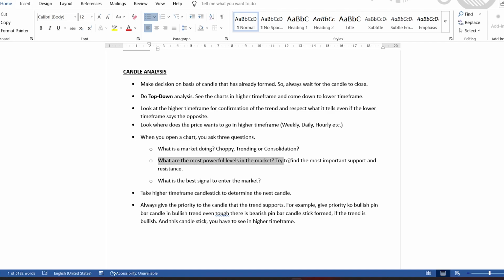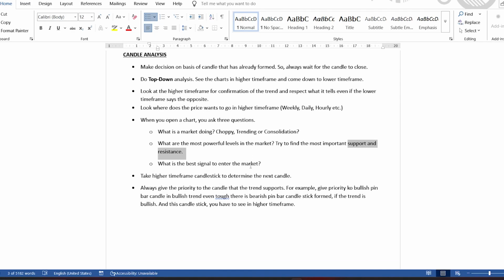What are the most powerful levels in the market? Right now I'm using liquidity area and supply and demand, which is also a kind of support and resistance. Maybe we will discuss support and resistance later in other chapters. But right now you can find other videos about support and resistance. There are many videos on YouTube that you can check out.